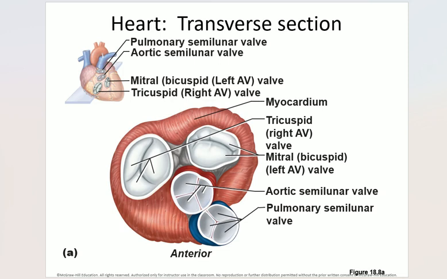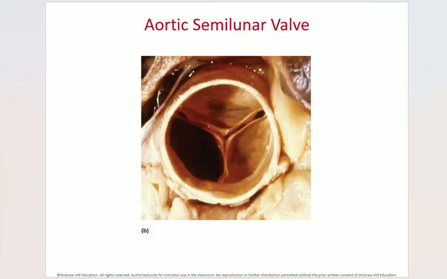Look at the flaps, the cusps, and you can kind of know what you're looking at. So here's a real aortic semilunar valve. This is a cadaver. One flap's open, two are closed. This space right here is just from the cadaver drying up. In real life, this would be tight. There would be no gaps there.